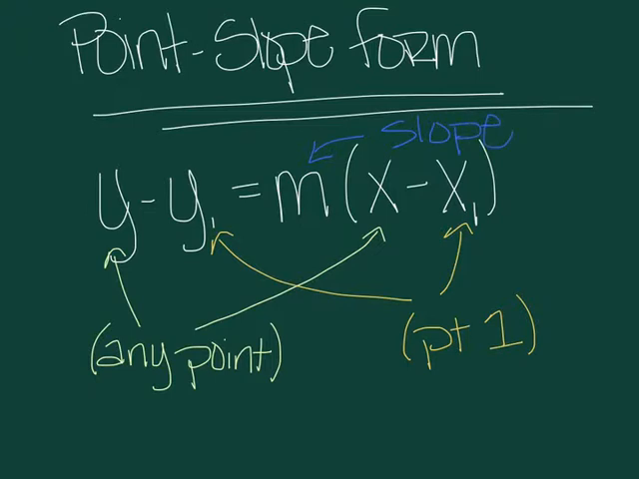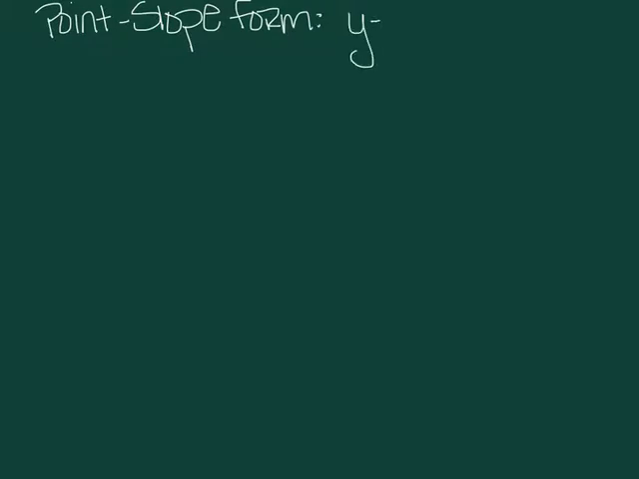Okay? Looks like a lot's going on. It's really not all that bad. So let's take a look at what we've got going here today. Let's write the form across the top so we know what we're working with. Remember, this is point slope form. And it is y minus y1 equals m times x minus x1.